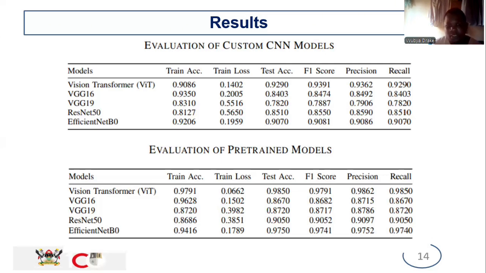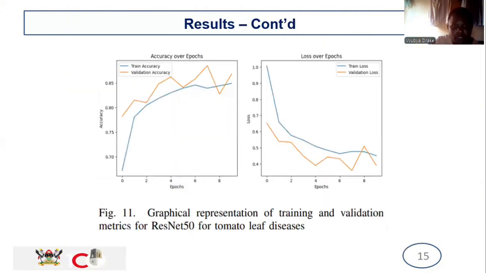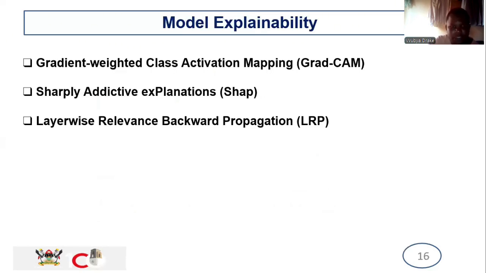We used training accuracy, training loss, test accuracy, F1 score, precision, and recall to evaluate these models. Then this is a graphical representation of training and validation metrics for ResNet 50 for the tomato leaf detection, and we see that loss decreases as accuracy increases as the number of epochs increases.